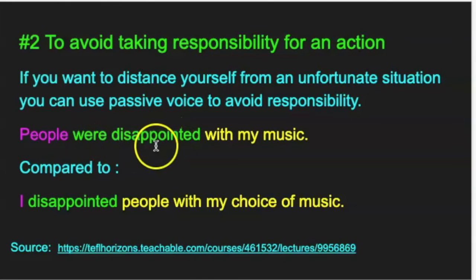And you don't really know who the doer is. They were disappointed with my music. People don't look so much at the second part of the sentence, so they just know that the people were disappointed.